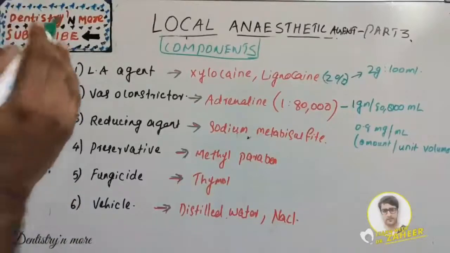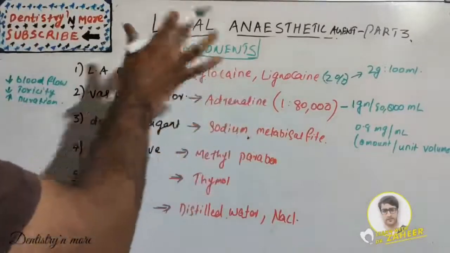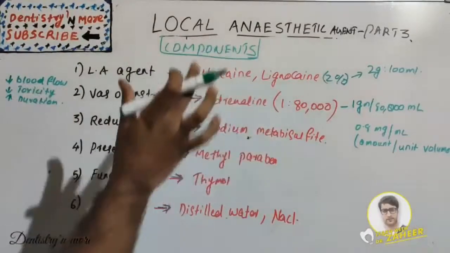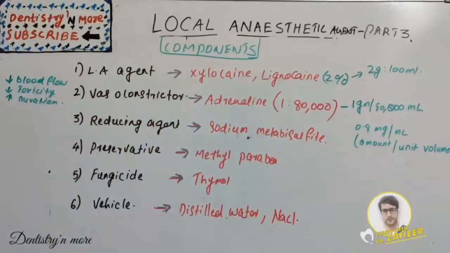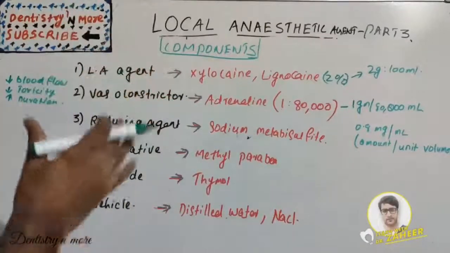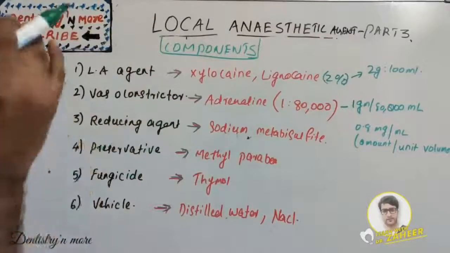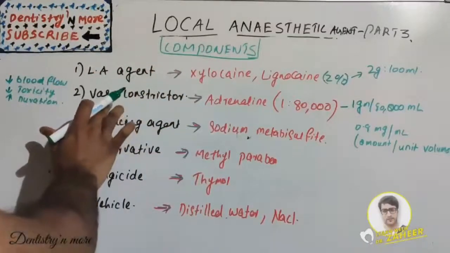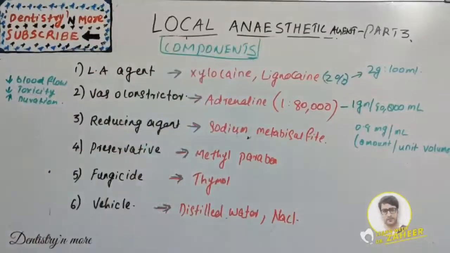So always when we do local anesthesia for a cardiac patient or someone with cardiac disease, we should remove the adrenaline from the local anesthetic agent. We give just plain local anesthesia to avoid the side effects of vasoconstrictor with respect to such patients.